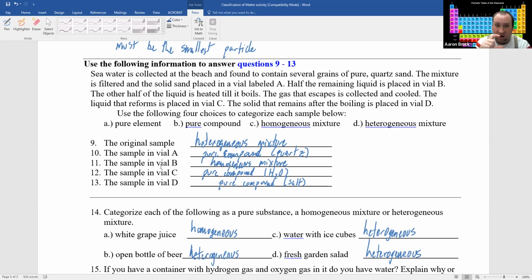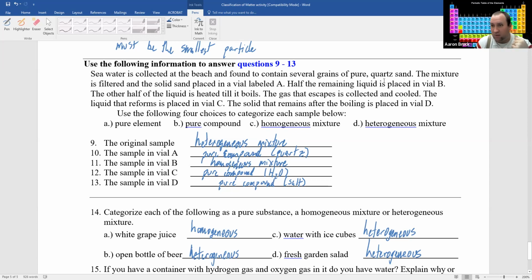Now, once we've separated the sand out of there, now we have just a liquid. So the sand is in vial A. We're told that that solid is pure quartz. Well, quartz is not an element. It's not on the periodic table.